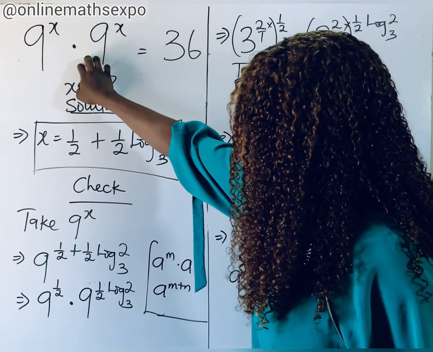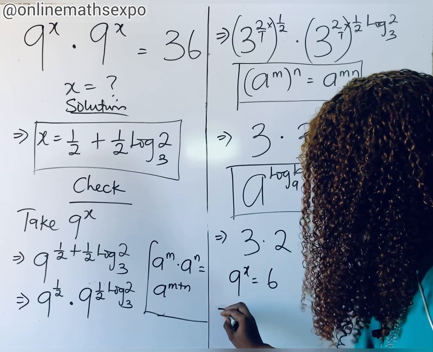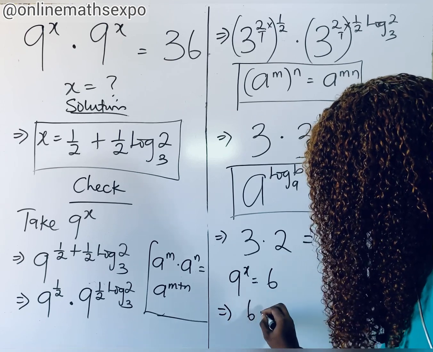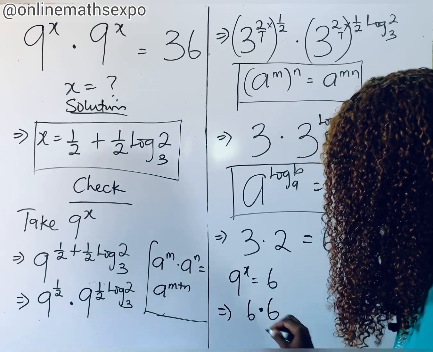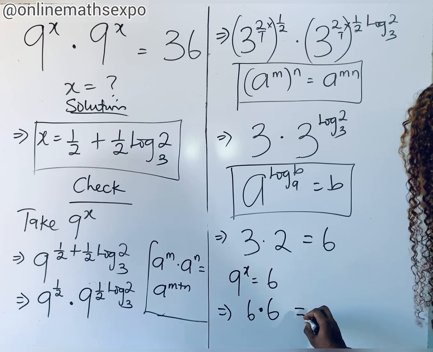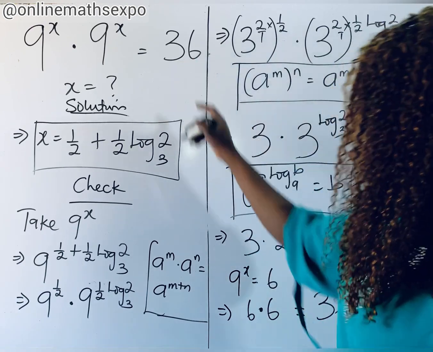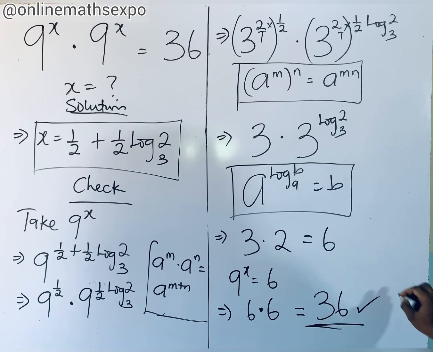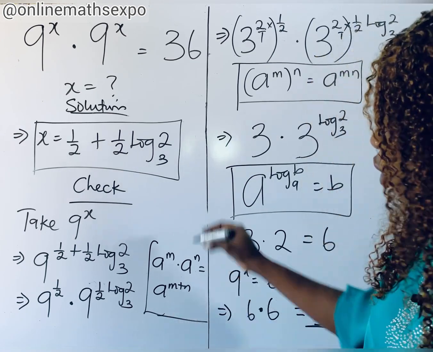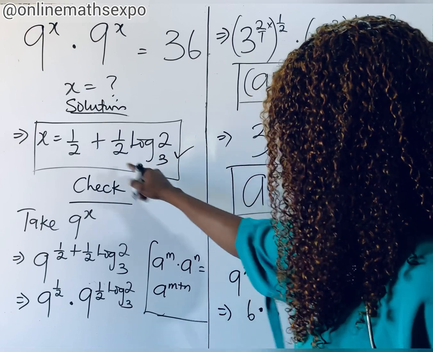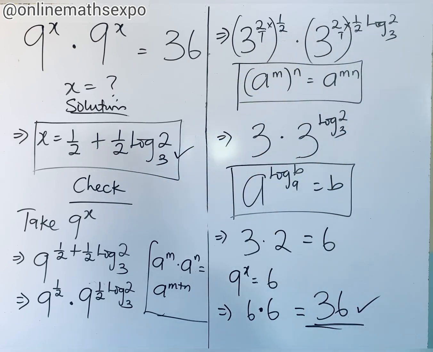So to solve for this at the left side, we have it that 6 multiplied by 6. And when you multiply 6 by 6, it gives you 36. And that is what we have at the right side of the equation. It's so amazing. So what do we conclude? We conclude that the value of x is this, and that is correct.